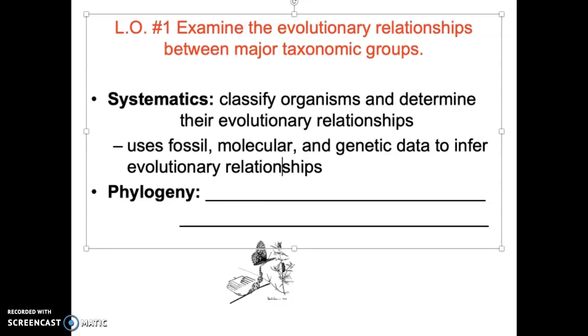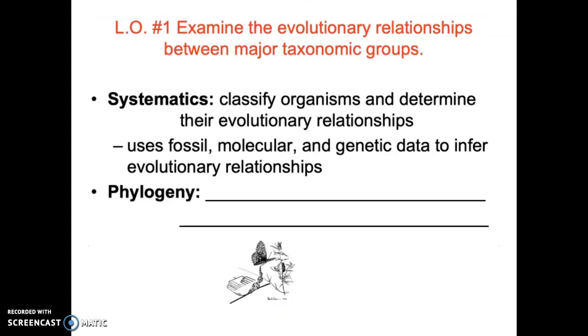Systematics. We're classifying organisms and determining their evolutionary relationship. So to do this, scientists use things like fossil records, molecular data, genetic data, and they use all these pieces of the puzzle to put together an evolutionary relationship. Now, once we think we have the relationship figured out, we create what's known as a phylogeny.